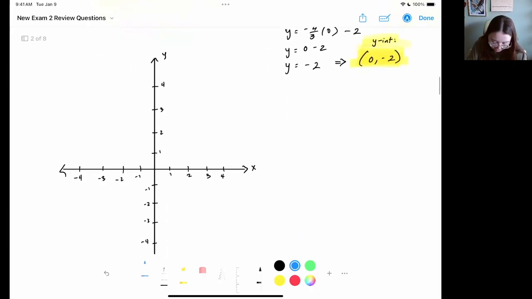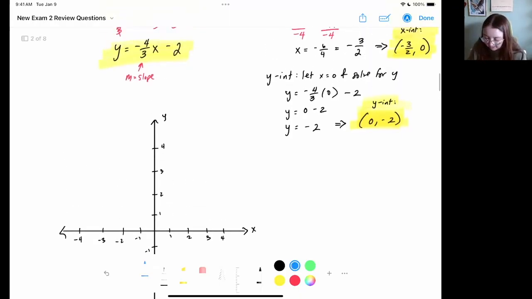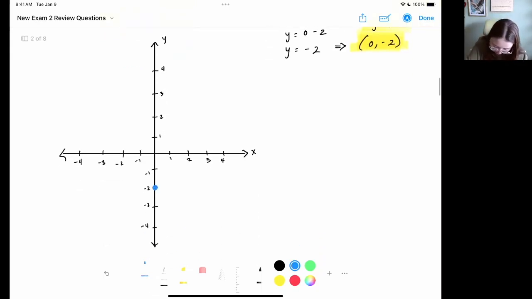So our y-intercept is at 0, -2, which is this point right here. Then we have our x-intercept at -3/2, 0. So if we convert -3/2 into decimal, we know that this would mean the same as -1.5. So we're going to go ahead and estimate that point. It should be right in the middle between -1 and -2. So that's our x-intercept and our y-intercept.